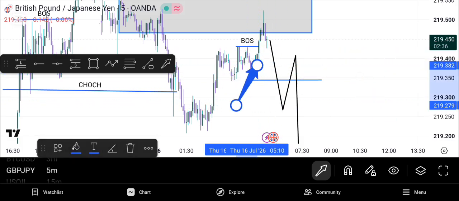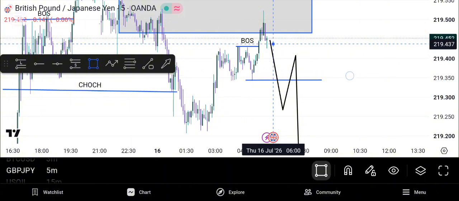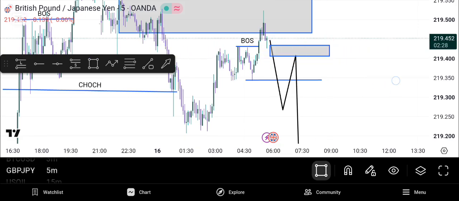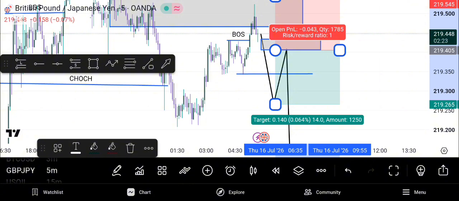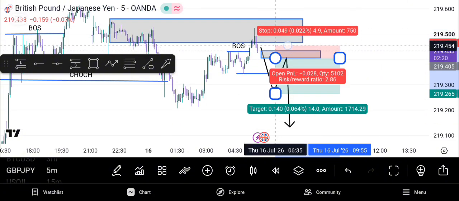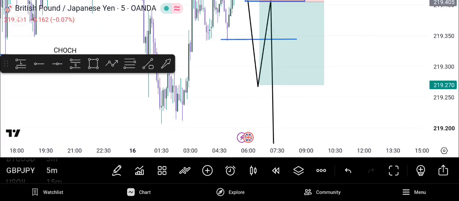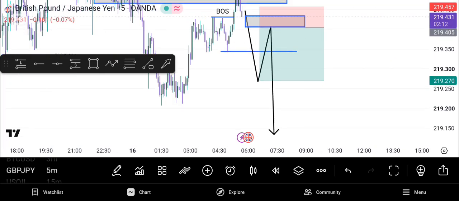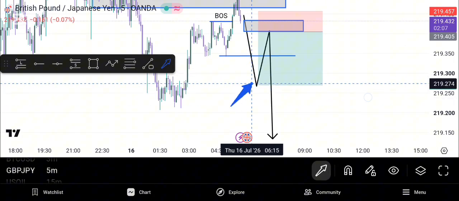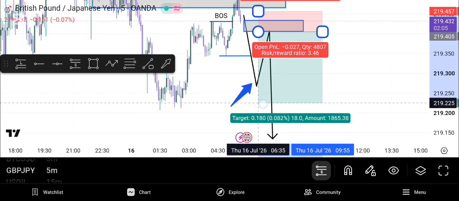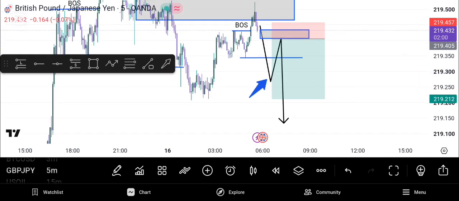Let's say for example we have a demand zone somewhere here, right? When you enter your sell trades there, you want to be taking your profits from the most recent swing point, which will be this low, right? You can take it here from the most recent swing point, and you can extend it down to this swing point right here, right? This is how you can trade this market for today.